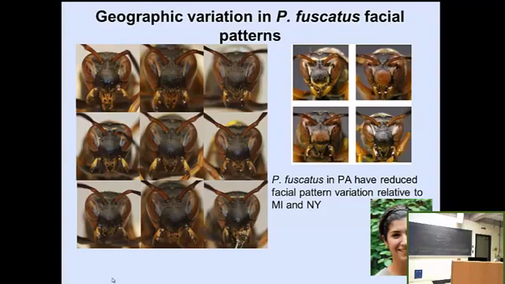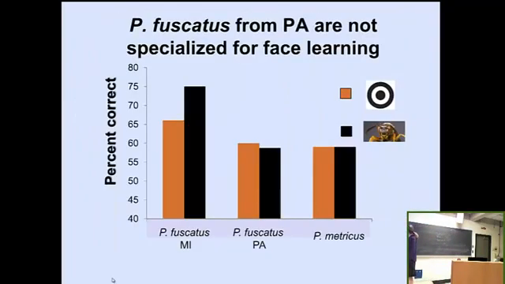Now you might not actually be able to see that, but I can tell you, having looked at a lot of wasp faces, these guys are quite similar. And we actually quantified the variation, and we found that the Polistes fuscatus from Pennsylvania do have a lot less facial pattern variation than the population in Michigan. And when we trained these wasps, what we found is that the Polistes fuscatus from Pennsylvania were really dumb. So they were equally able to learn patterns, but they did much more poorly at faces.